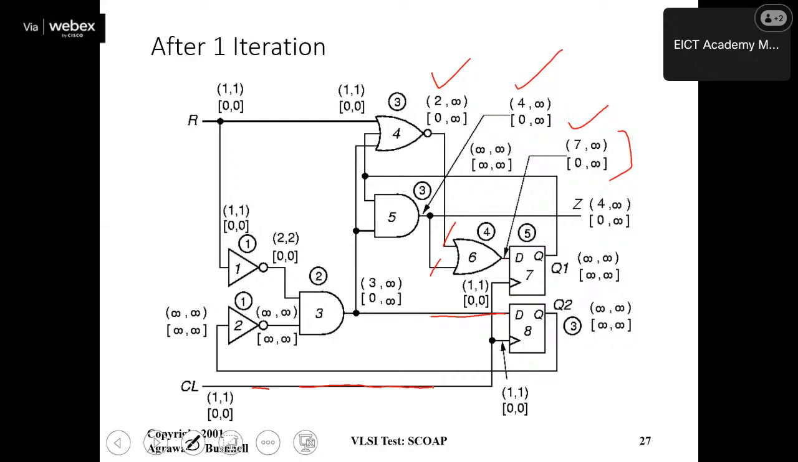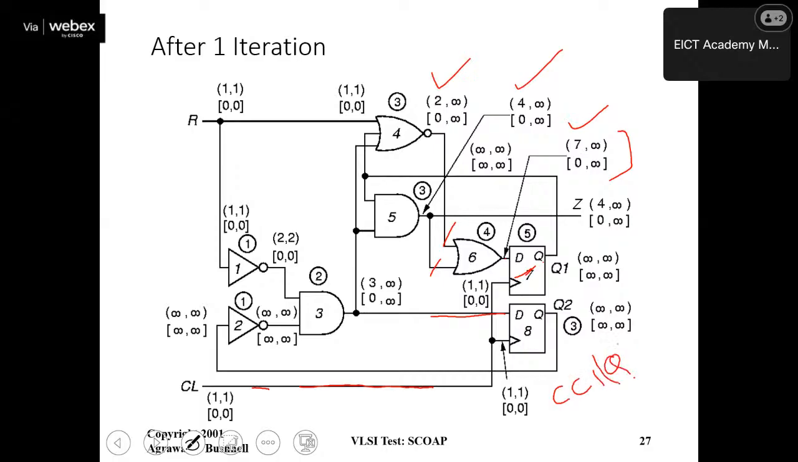Okay. So now let us calculate for Q1 and Q2. If I want to calculate for Q1 and Q2, I will be proceeding to level 5. Level 5. How can I calculate for Q1? CC1 of Q1.